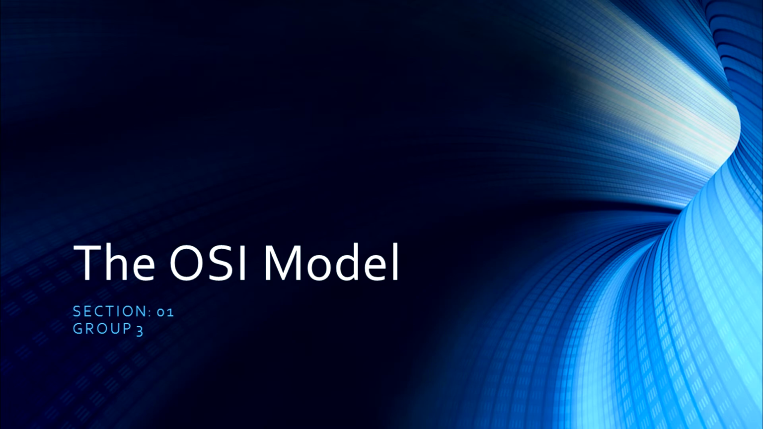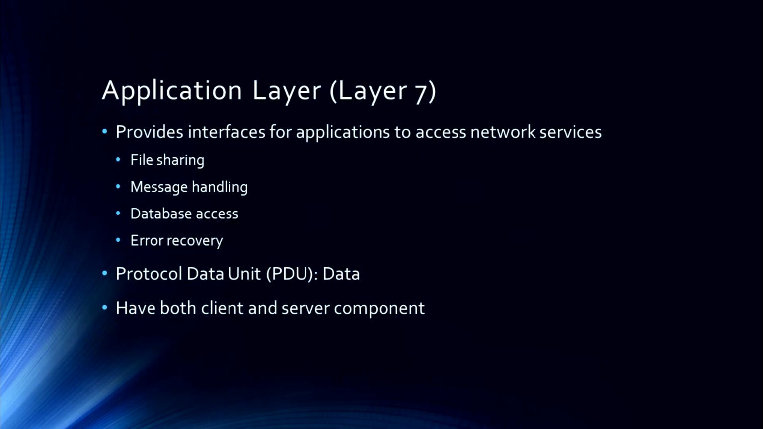The OSI model, Section 1, Group 3. Layer 7, the application layer. This layer provides interfaces for applications to access network services, which include file sharing, message handling, database access, and error recovery. The protocol data unit, also known as the PDU, is in the data format.